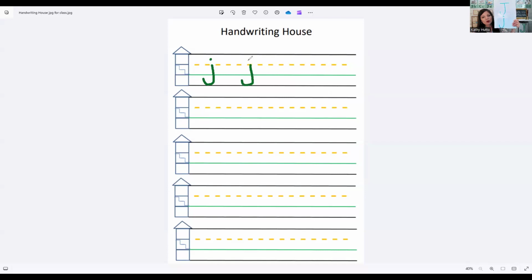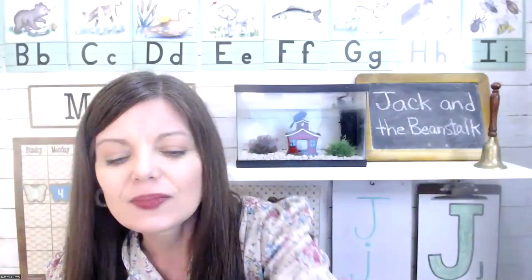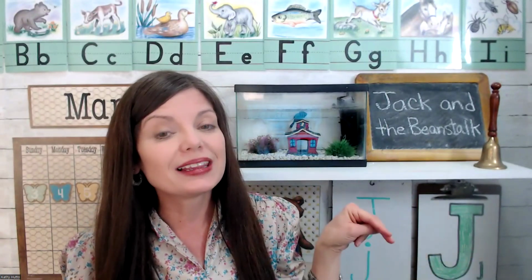Down and curve around with a dot. I have a sticker for you. This is for your handwriting paper. Good job, everyone. Well, now we know what J looks like, and now we know how to write letter J.